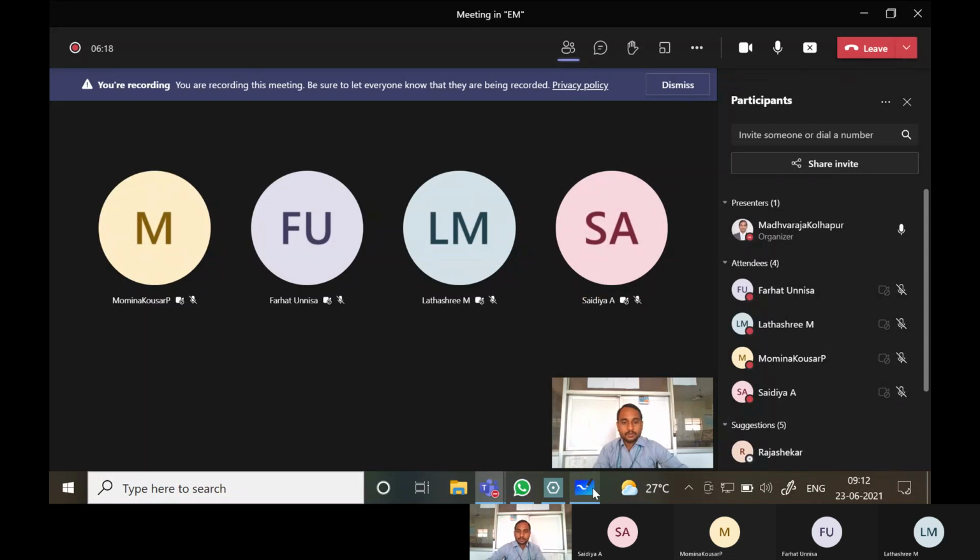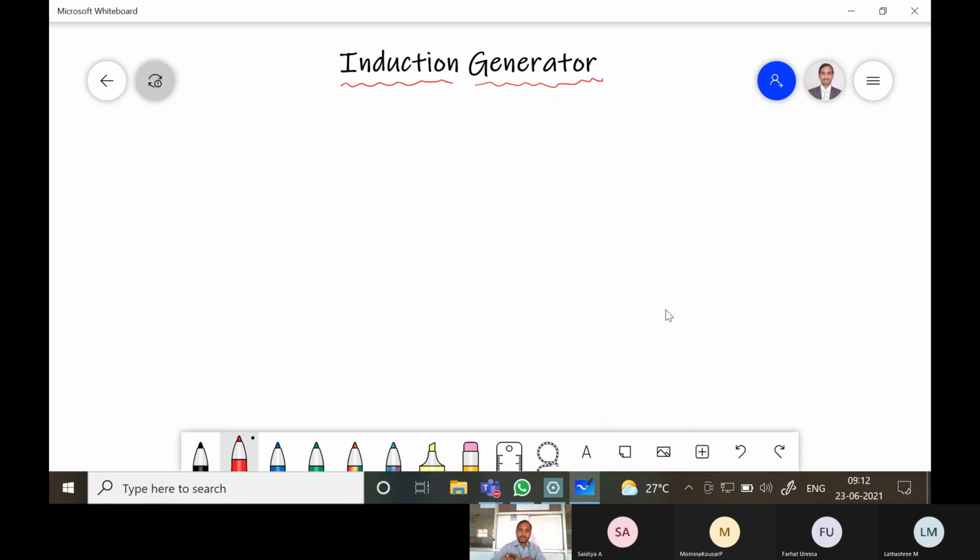Today we are going to discuss the induction generator. So what is the concept of an induction generator? The induction motor running as an induction generator. The same induction motor can be used as an induction generator. So what is an induction generator here? So, the induction machine.